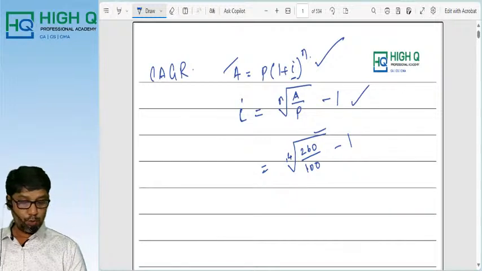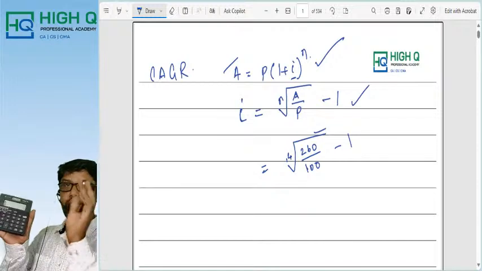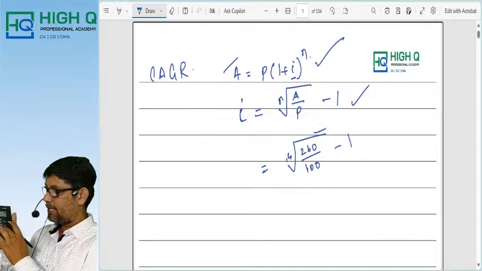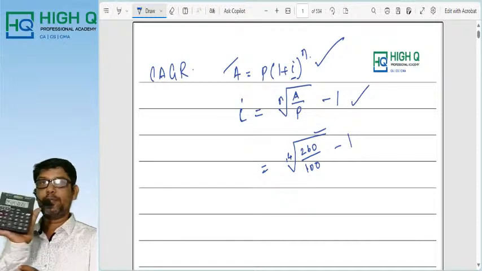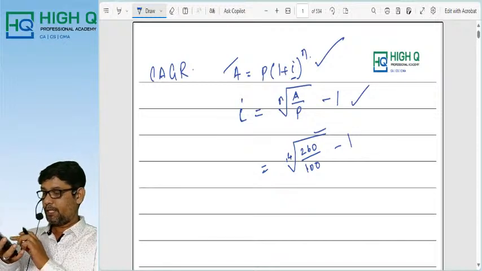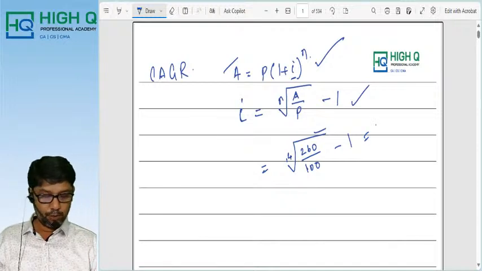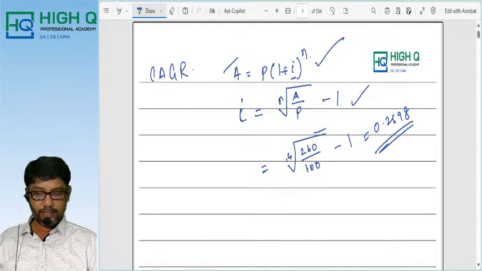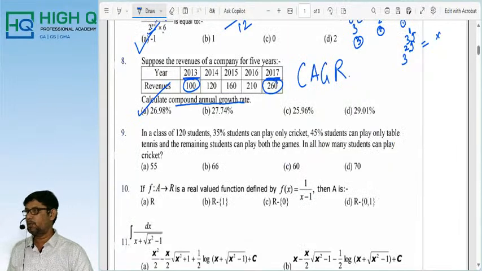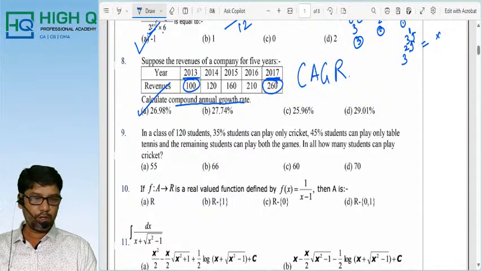Now 260 divided by 100 is nothing but 2.6. You know how to calculate the 4th root of 2.6 using a calculator? Press the square root button 2 times, which is nothing but the 4th root. Am I right, my dear? Then minus 1. I am getting 0.2698. Is that right? So 0.2698 means 26.98 percent. Is that clear? Say yes or no? Okay.